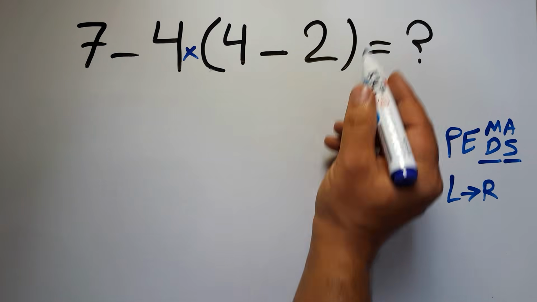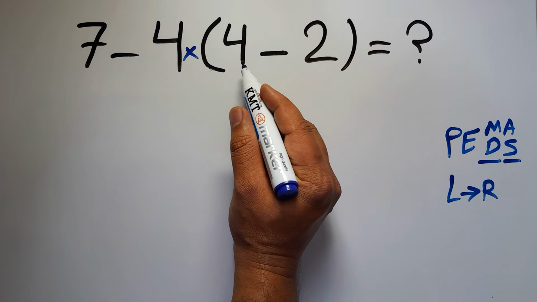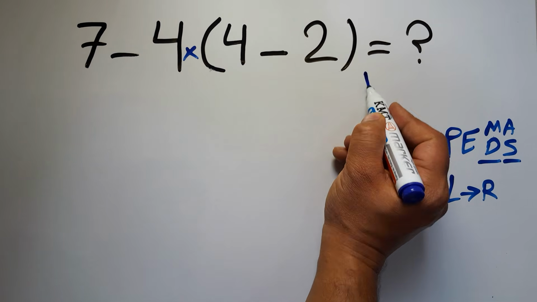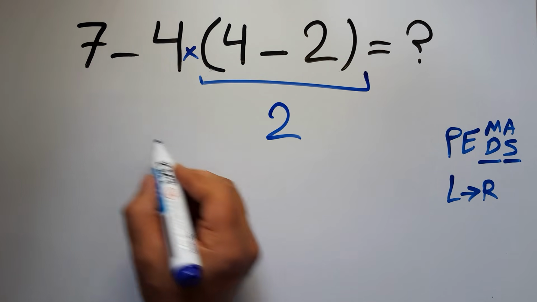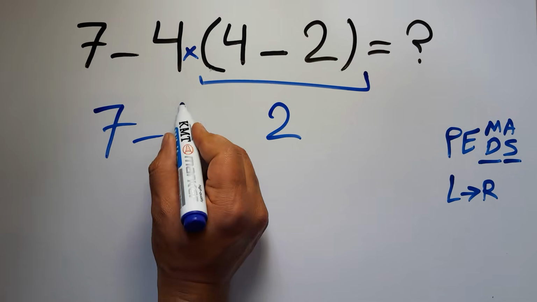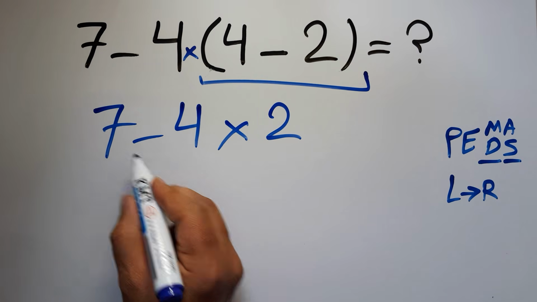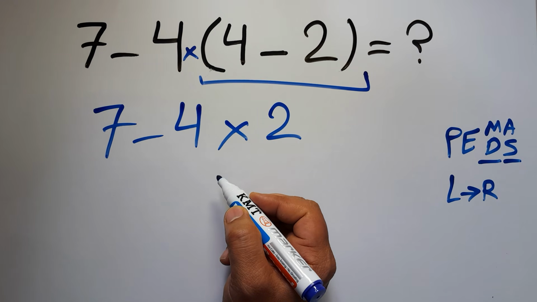So first we have to do this parenthesis. Inside this parenthesis we have 4 minus 2, which equals 2. So 7 minus 4 then times 2. Now we have one subtraction and one multiplication.